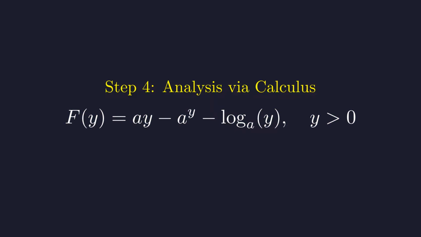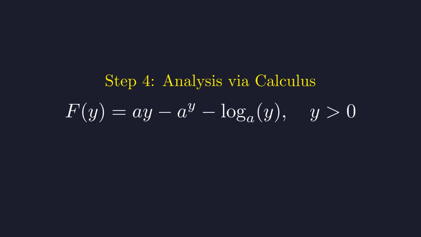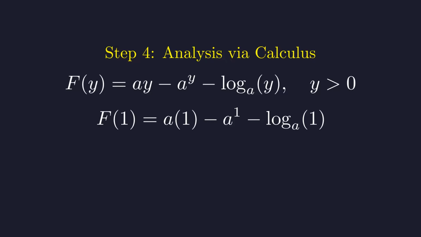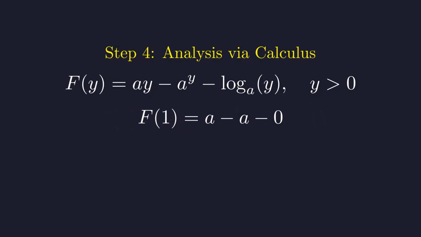We already suspect that 1 should be a root, since that corresponds to our original guess. Let's double-check this by plugging in 1. Substituting 1 gives us a times 1 minus a to the first power minus the logarithm of 1. Let's simplify each piece. A times 1 is just a, a to the first power is a, and the log of 1 to any base is always 0. So we have a minus 0, and this simplifies to 0. Perfect. So 1 is indeed a root of our function.